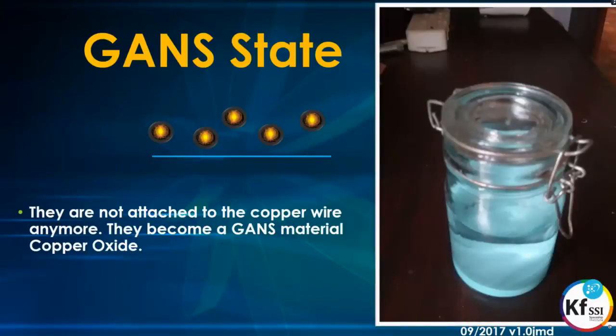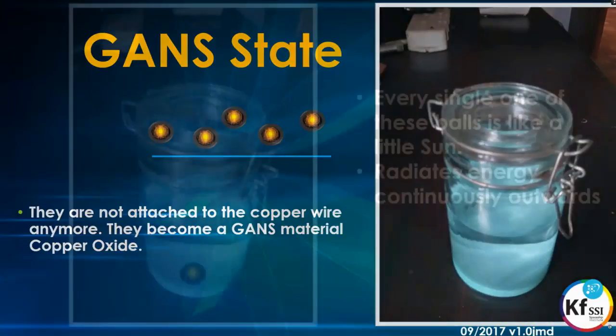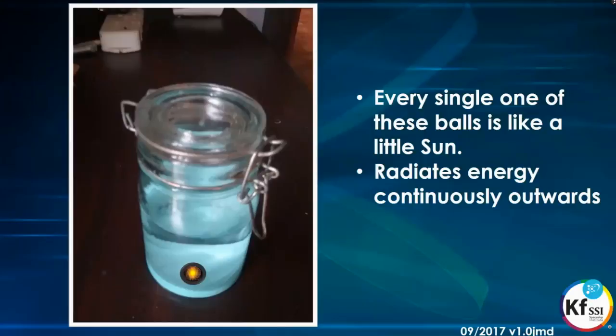So now you're looking at a picture of the jar with billions of tiny little particles that have made their Gans already. Each one of those tiny little Ganses is now independent, and it's not attached to anything anymore. And if you can view every single one of these little balls, it's like a little sun, radiating energy continuously outward and receiving energy coming in.